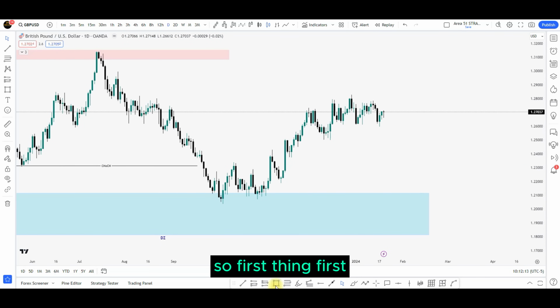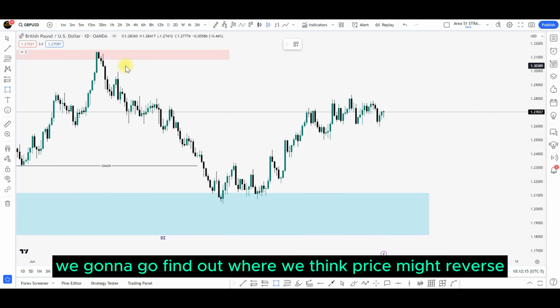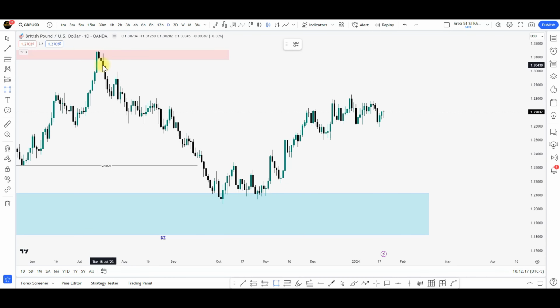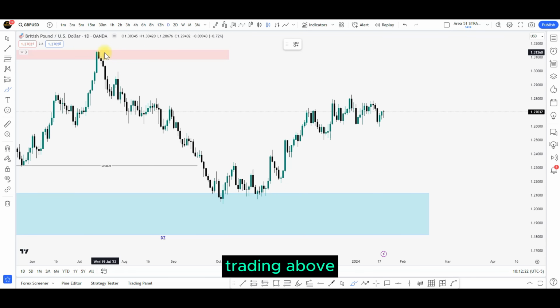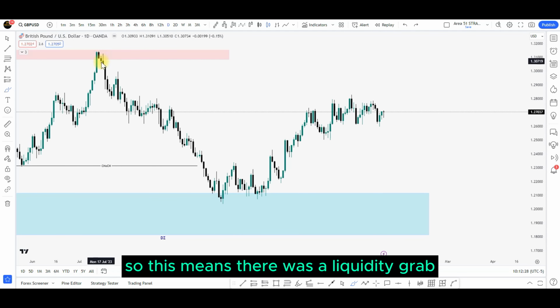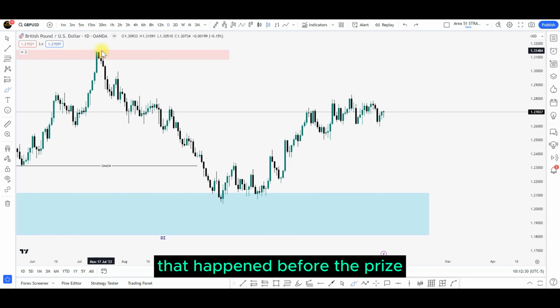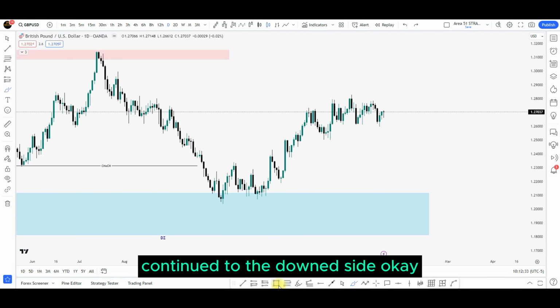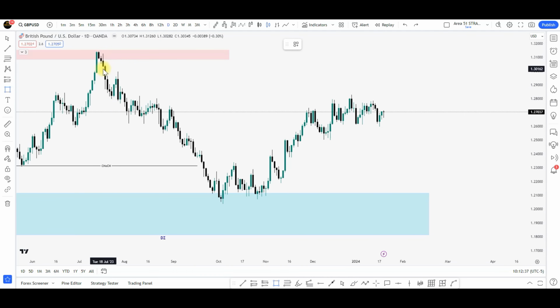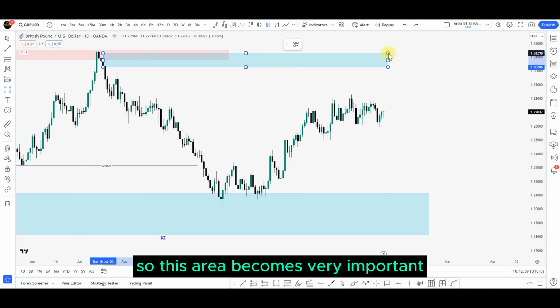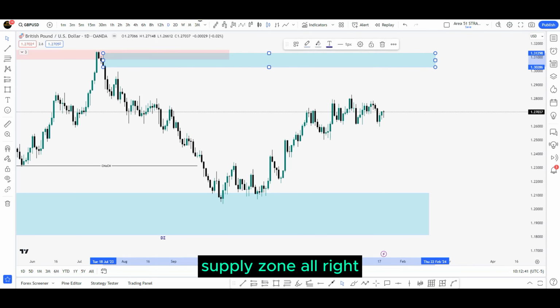So first things first, we're going to find out where we think price might reverse. We can see a candlestick here trading above this candlestick. So this means there was a liquidity grab that happened before the price continued to the downside. Okay, we can see the momentum, the size of the candles, and the rejections. So this area becomes a very important supply zone.